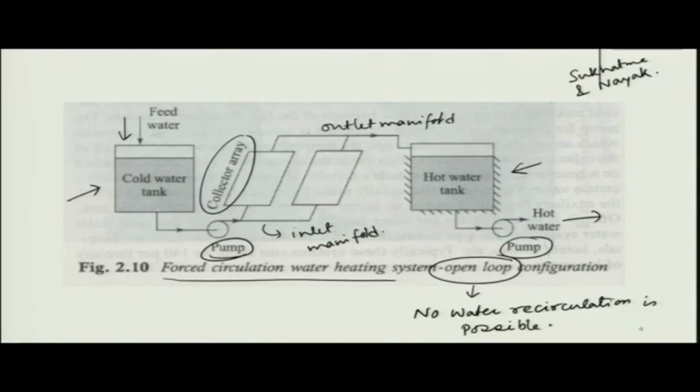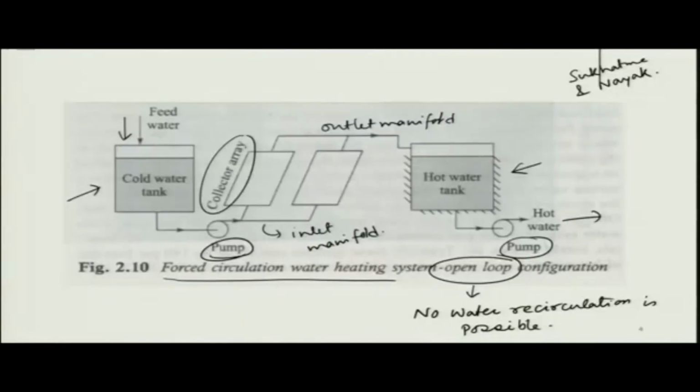So, what does that mean? Water will flow only one time through any collector. So, whatever chance it gets to get heated up, that is the only chance it gets, and once it reaches the hot water tank, there is no way you can increase its temperature. Okay. So, that is why it is called an open loop configuration, and you do not have any recirculation option here.